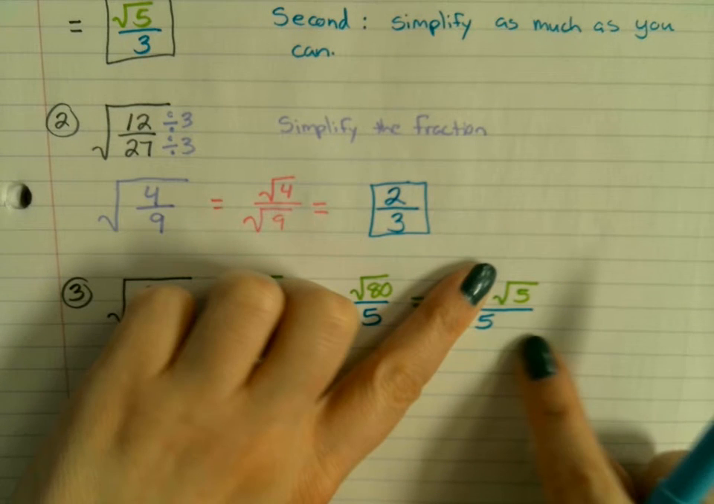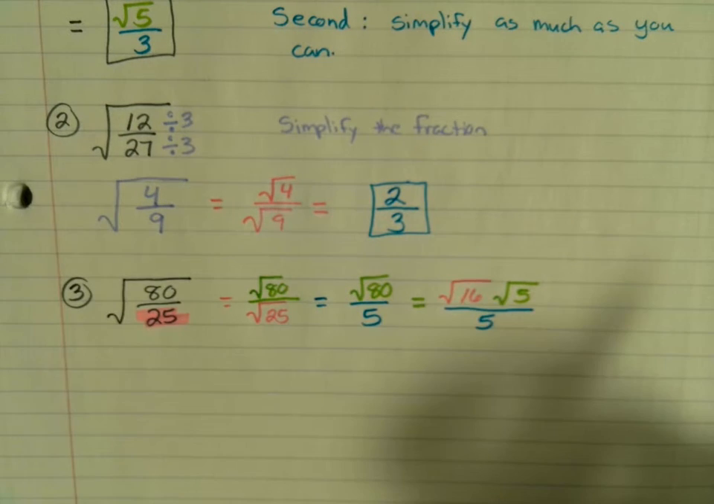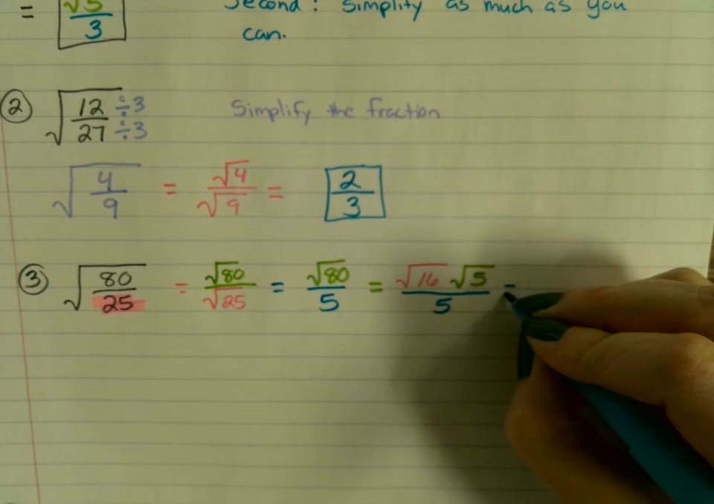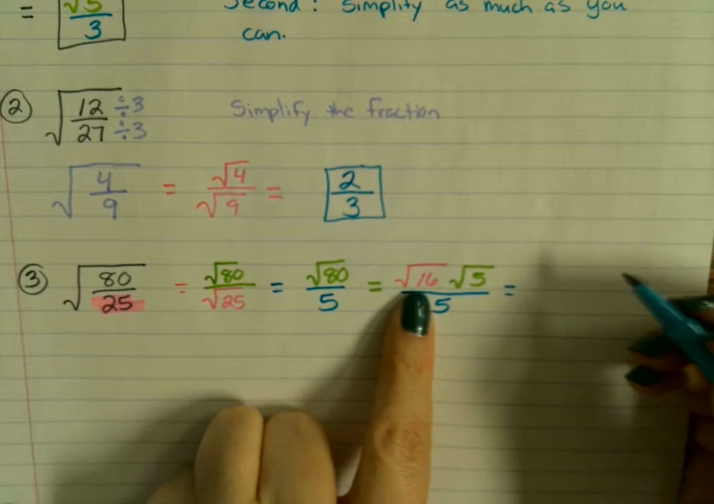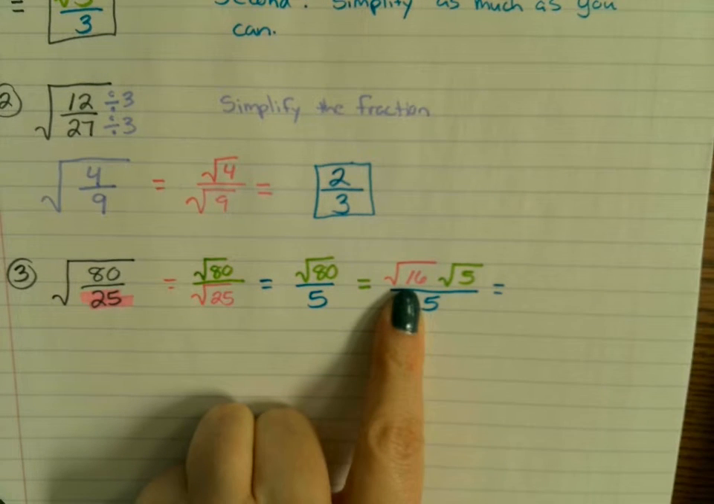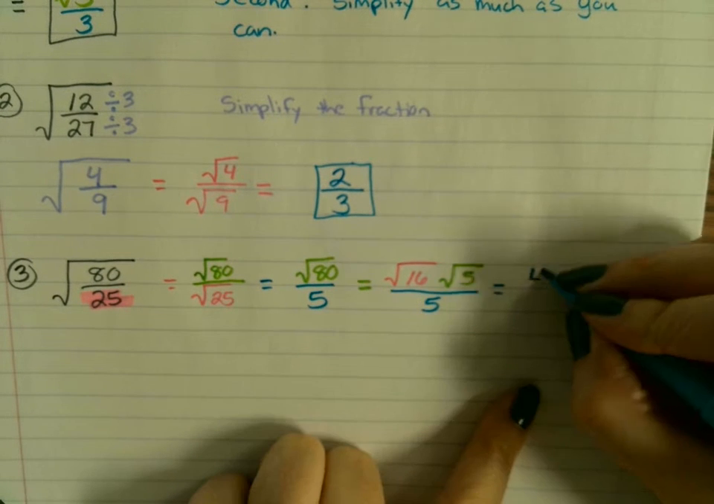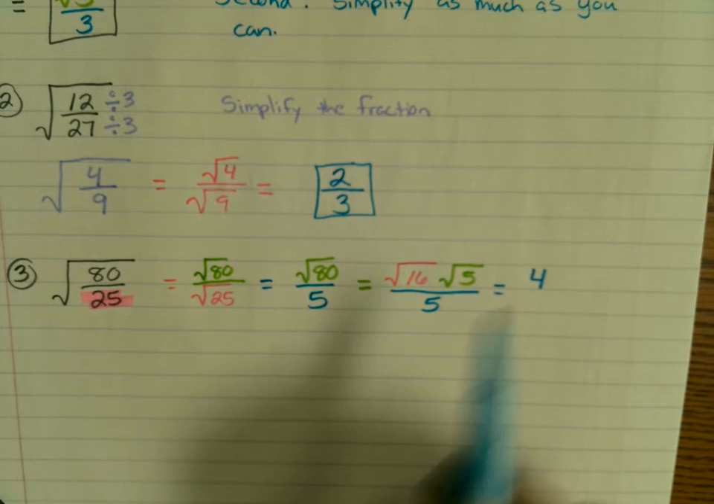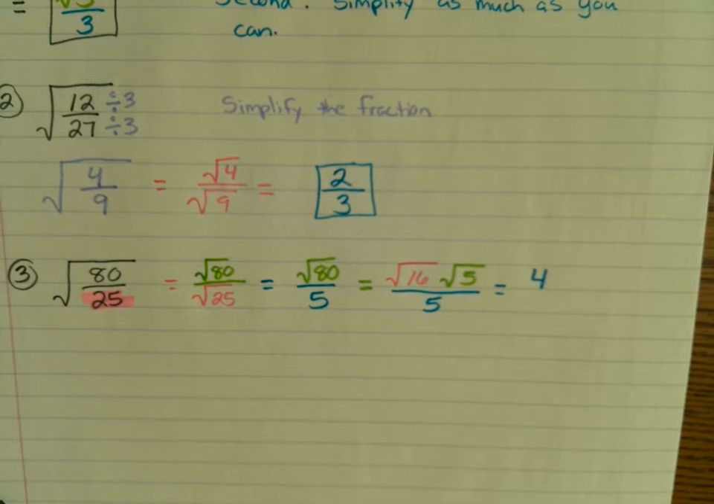If I take the square root of 16, what do I get? 4. Because I'm taking the square root, am I going to leave it pink anymore? No, because I'm telling myself it's done. I took the radical. I no longer have that root there. It's a 4. Square root of 5 is going to be just the square root of 5. And this is all over 5.